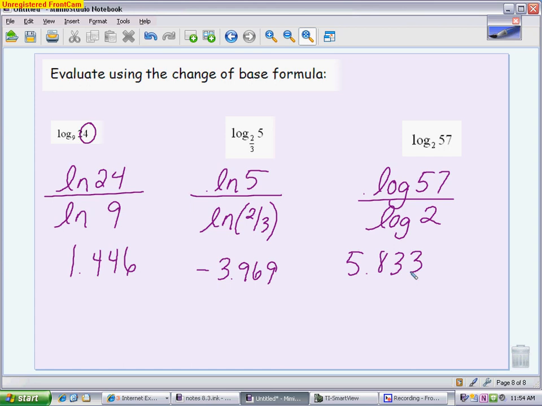The only thing you can't do is use a common log on top and a natural log on the bottom. If you decide you're going to do it all with natural logs, then you need to be consistent. Same thing if you decide to do it with common logs. This helps us with a lot of our solving. So we continue to use this formula in the next section when we start solving exponential and logarithmic equations. And it also helps us with logarithms where we're just having trouble evaluating mentally without having to go to a calculator.